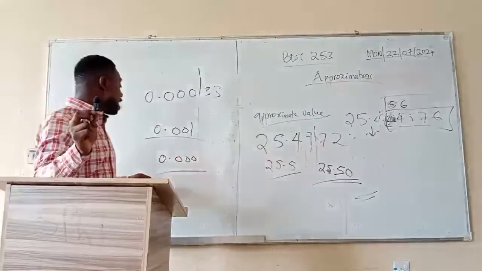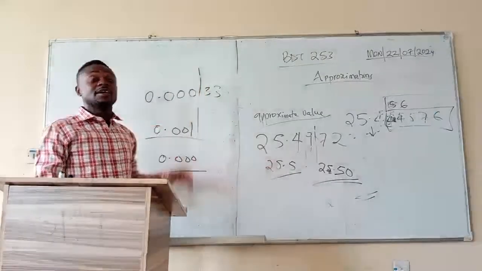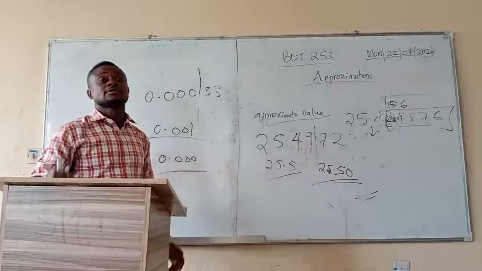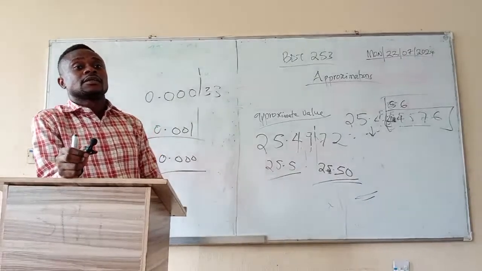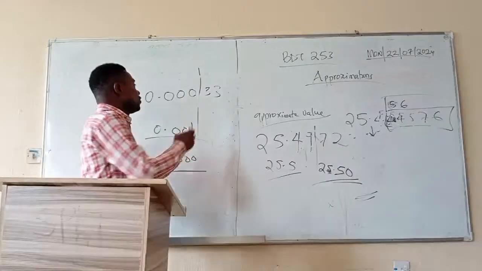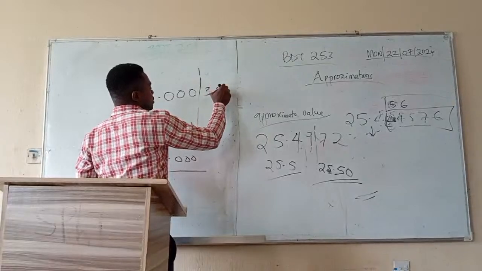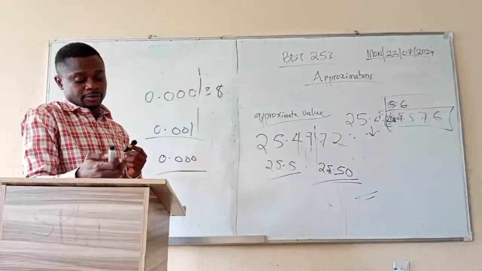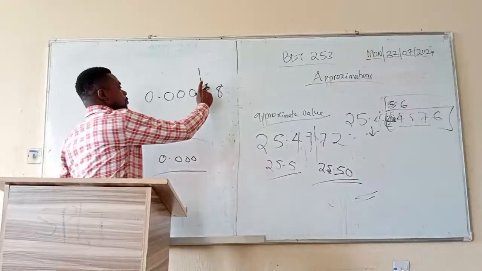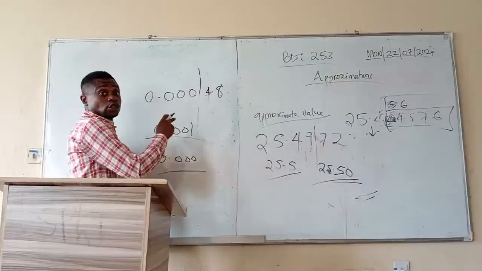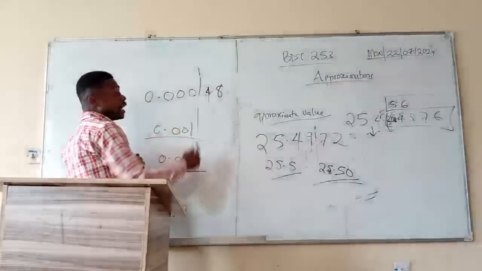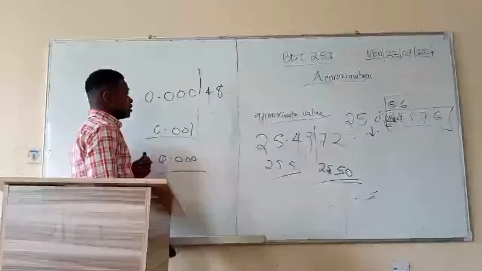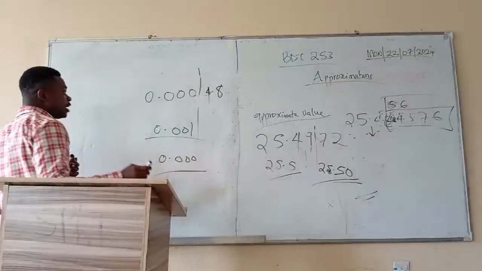Even though you know everything here is 0. But put it like this: what if here is 8? It's something. What if it's 0.0048, and you are asked to leave it in 3 decimal places? That's a very good question.